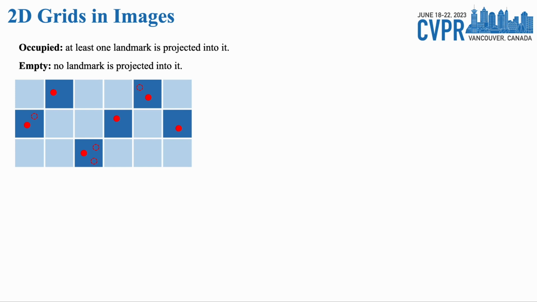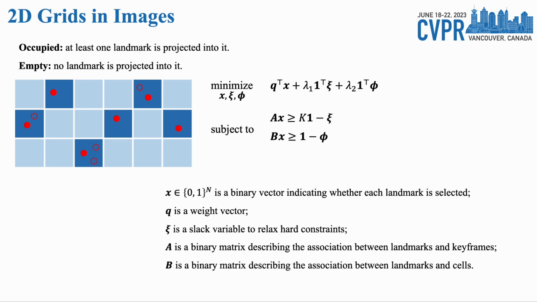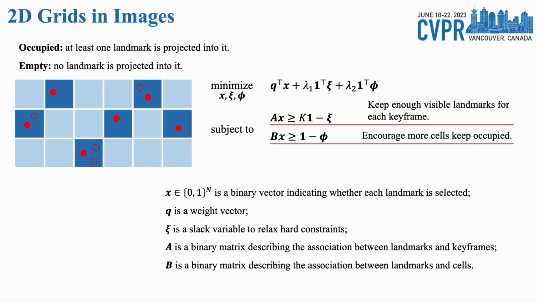Each image is discretized into fixed-size grids, which have two states, empty and occupied. A cell is occupied if at least one landmark is projected into it, otherwise, it is empty. Therefore, to acquire uniformly distributed landmarks, we encourage selecting the landmarks that make more cells occupied. This can be formulated in a linear form easily. Here is still to ensure enough landmarks for each frame. B is a binary matrix describing the association between the landmarks and all cells. It is to encourage more image cells to be occupied.